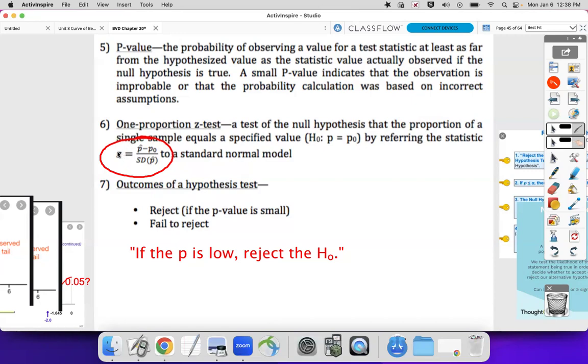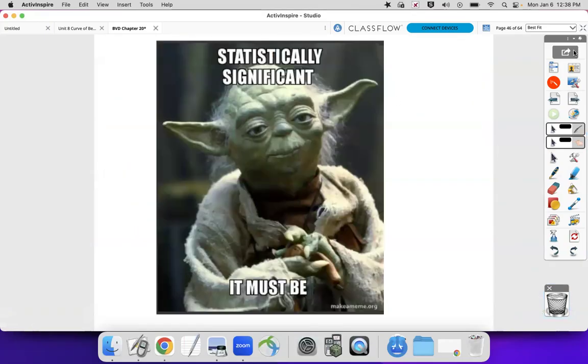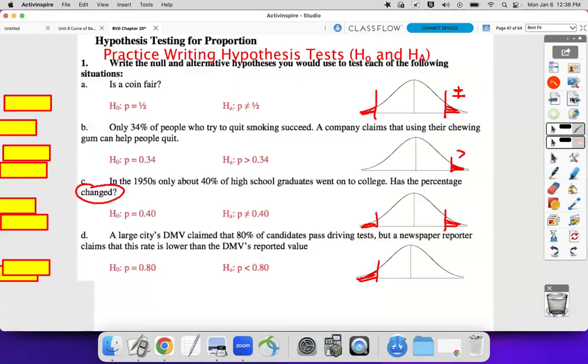Okay, what we need to do is find the z-score, and that's going to be your p hat minus your null hypothesis value over the standard deviation of p hat. Okay, so let me go through the first example. Oh, statistically significant is when you have a very low p-value. It means that we found evidence to the contrary of what we believe in the null hypothesis.